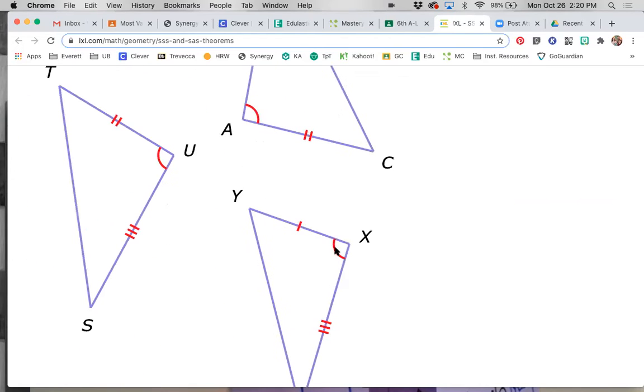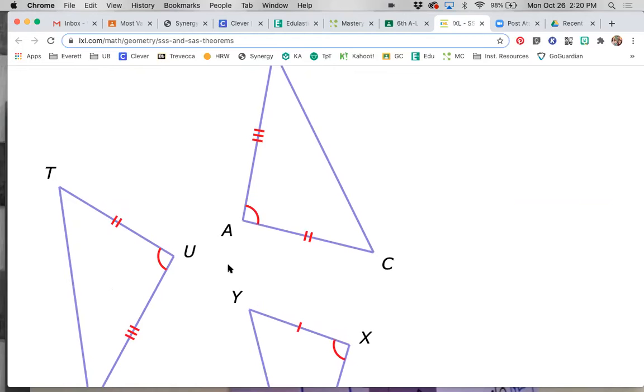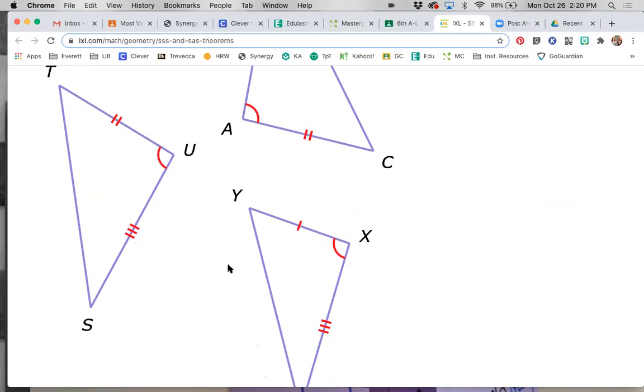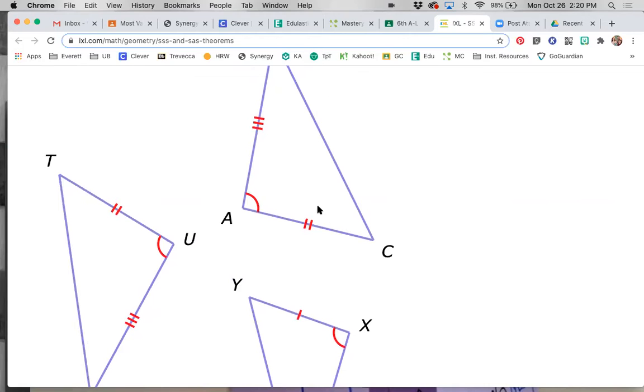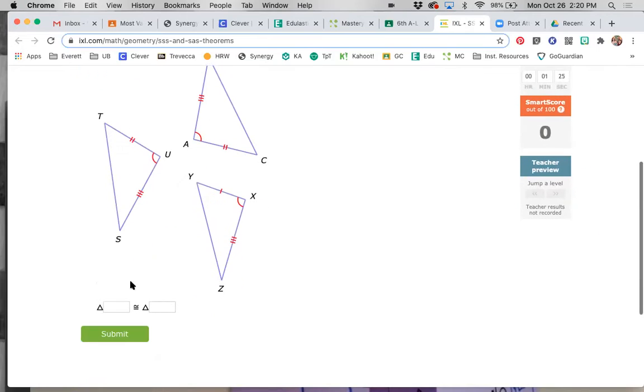So I usually start, just pick a place, but I usually start with the smallest number of markings. That's just me. I see a 1 over here. I see no 1s. So those 2 don't match. I also see no 1s over here. So it's got to be these 2 that match each other. So just to verify, I've got 2 marks, a 1 mark angle, 3 marks. 2 marks, a 1 mark angle, 3 marks. So those do match.